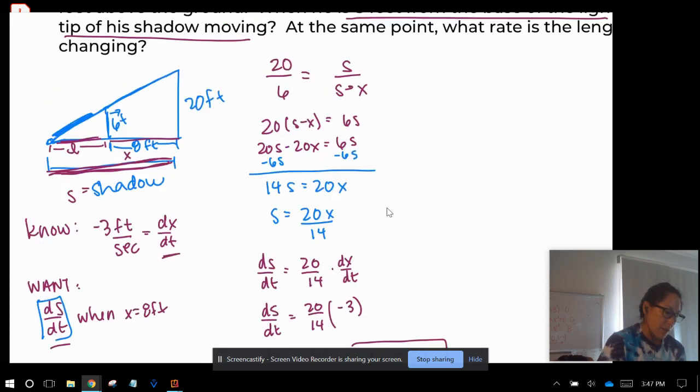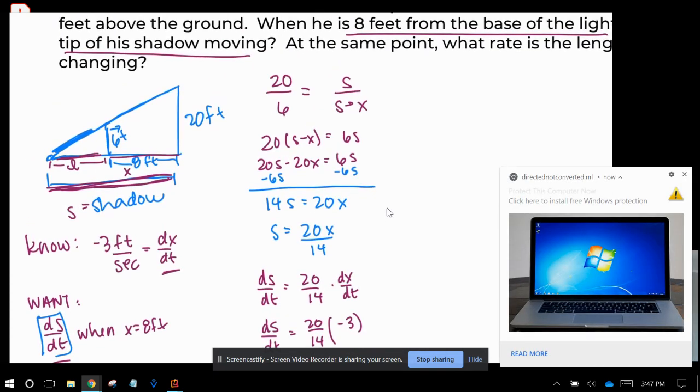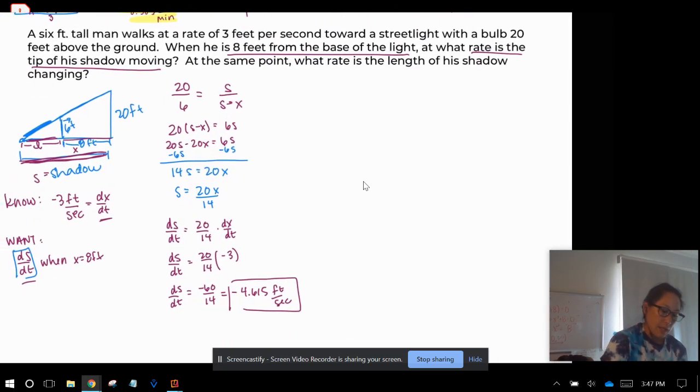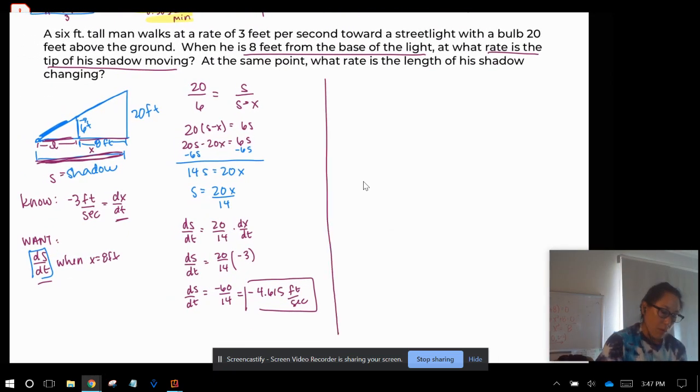Okay, the second part of the question is, what is the length of the shadow at the same point? What rate is the length of the shadow changing? I have no idea what's going on with my computer. So in this case, we want to know just the length of the shadow. Just the length of the shadow.